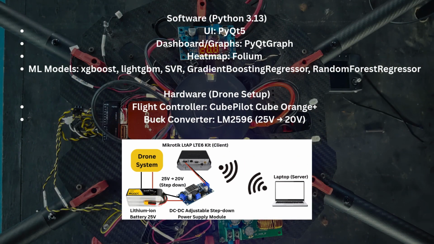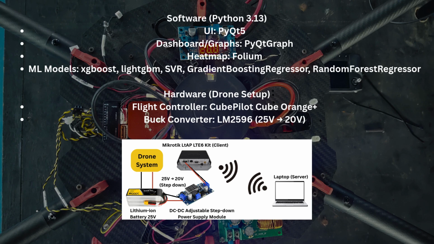This system integrates software and hardware. The software, developed entirely in Python 3.13, includes PyQt5 for the user interface, PyQtGraph for dashboard visualizations, and Folium for interactive heat maps. For the predictive feature, the system utilizes machine learning algorithms such as XGBoost, LightGBM, SVR, gradient boosting regressor, and random forest regressor.